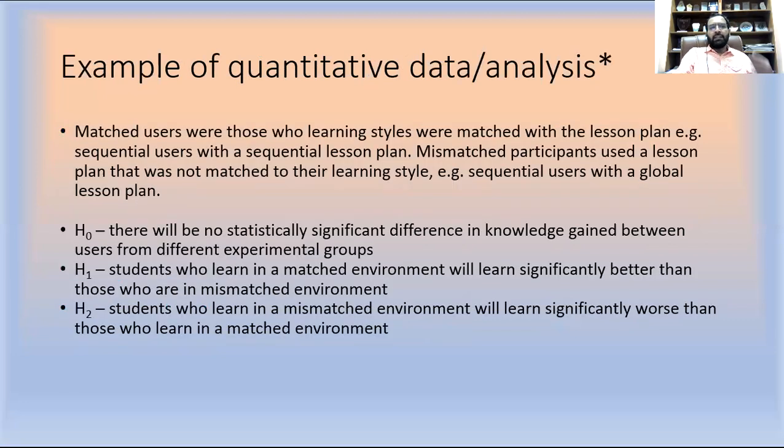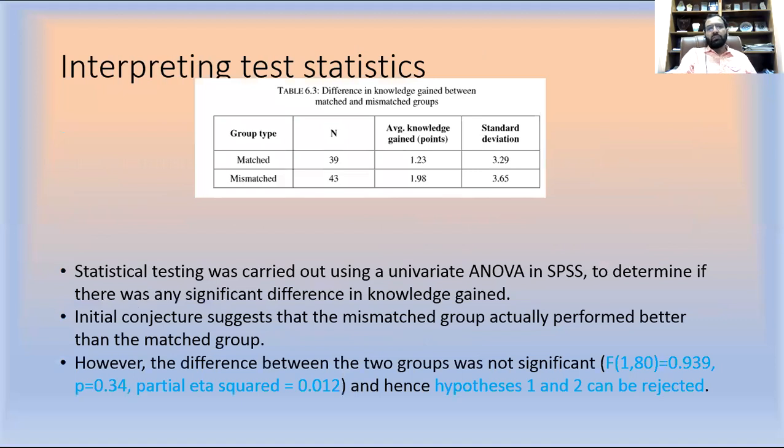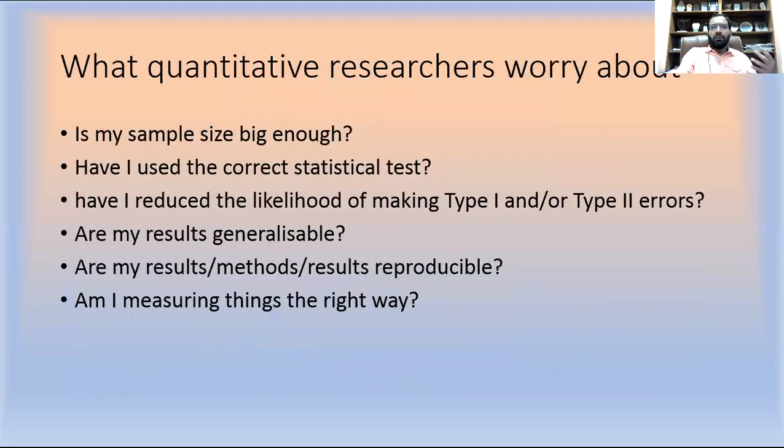Example of quantitative data analysis: we have the null hypothesis. Let's suppose H naught, there is no statistically significant difference. H1 is the students who learn in a matched environment will learn significantly better than those in a mismatched environment. You have to prove it either. Or H2, you want to prove students who learn in a mismatched environment will learn significantly worse than those who learn in the matched environment. So there are different H0 and H1. In that manner we calculate these things. There is no need to explain the interpretations right now here. So I just conclude over here.